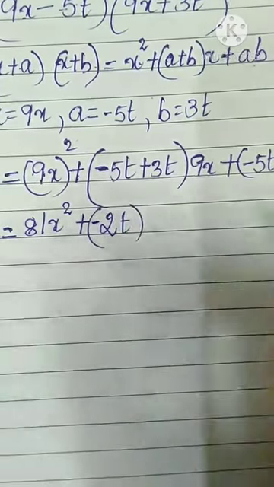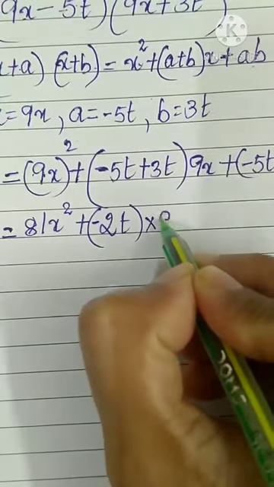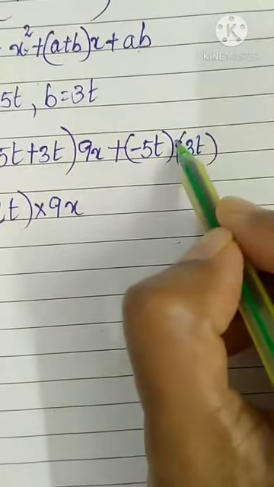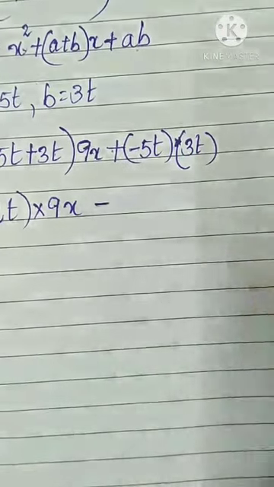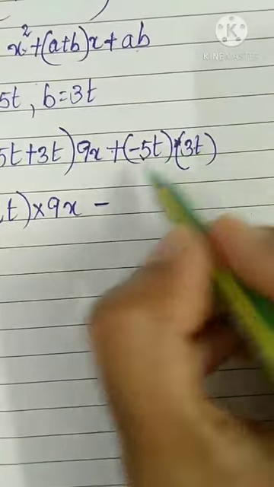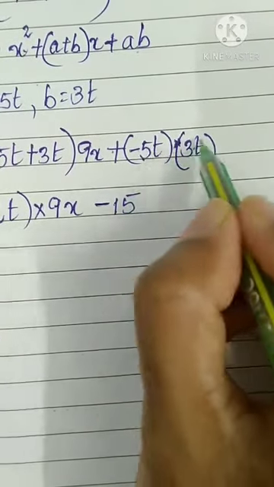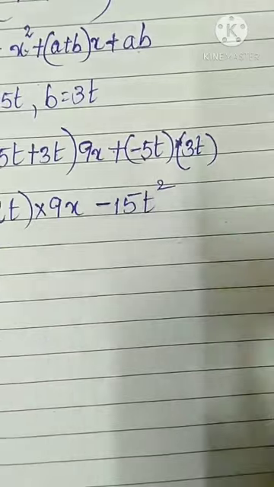So here separate it this way, multiplied by 9x. And what you have here? Here you have multiplication, so plus into minus, directly you will put minus. 5 3s are 15. t into t is t square.